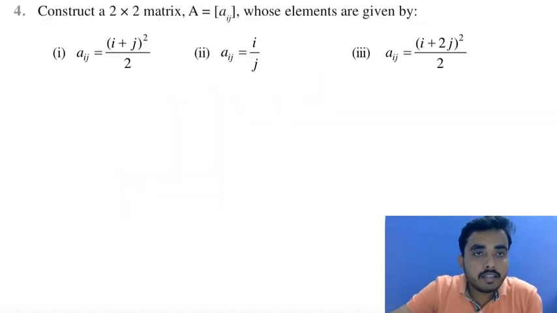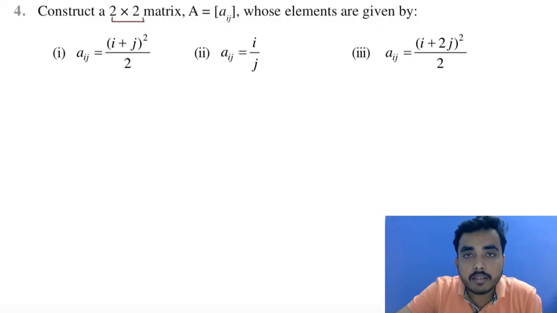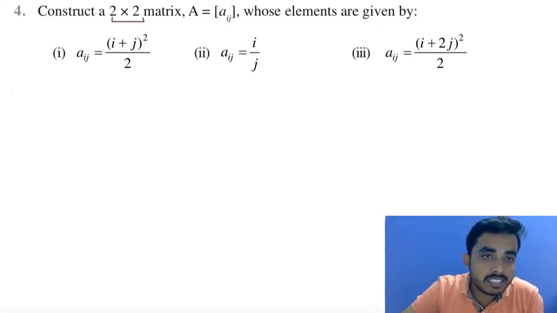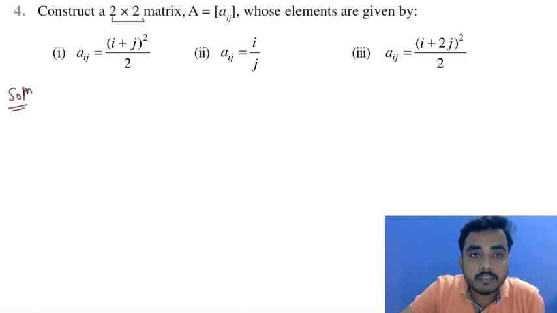So students, here is question number 4 on our screen. It states that construct a 2 cross 2 matrix. We have to make a 2 by 2 matrix where A is equal to Aij. So what does this stand for? In Aij, i stands for row and j stands for column.